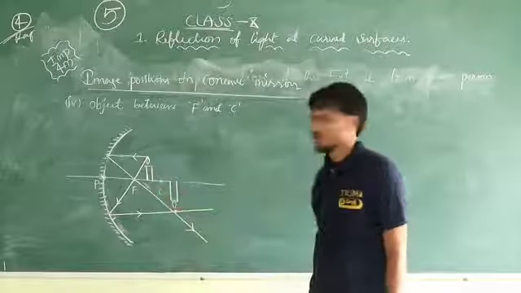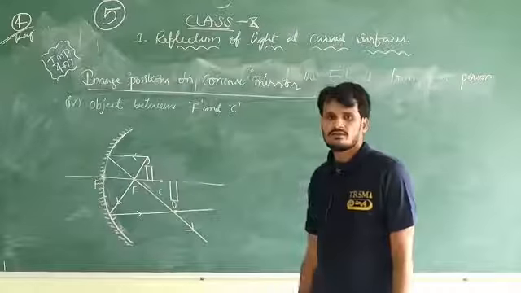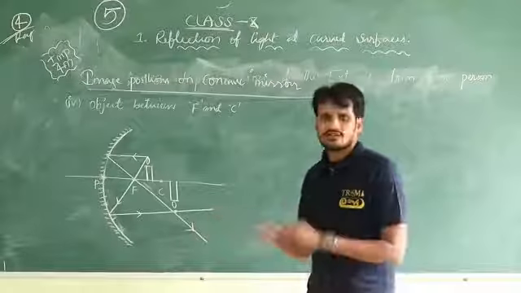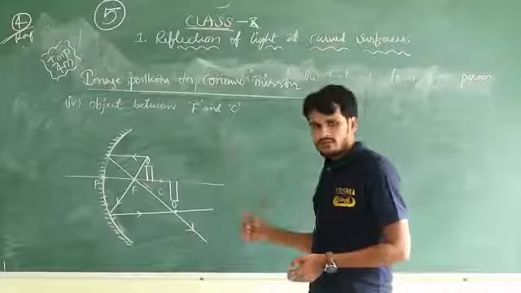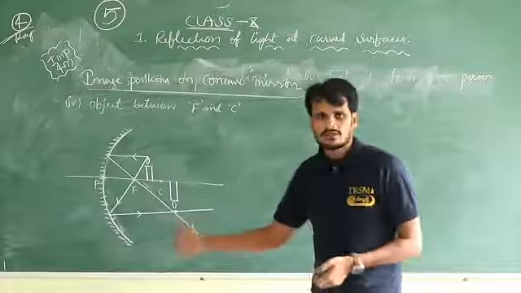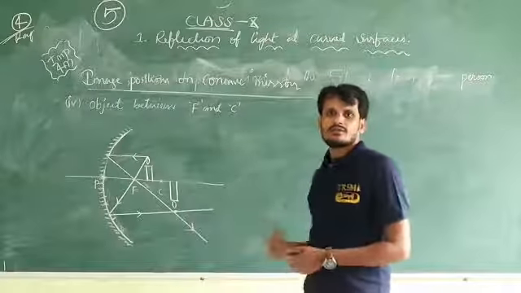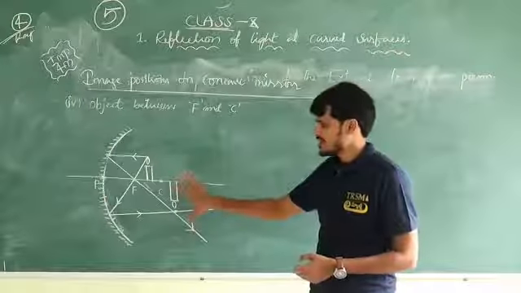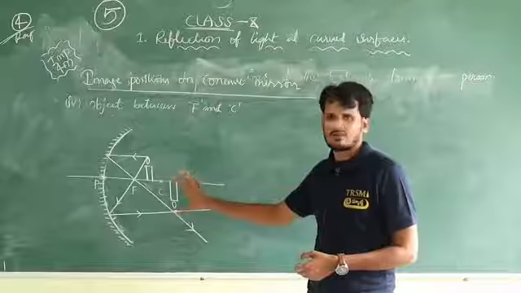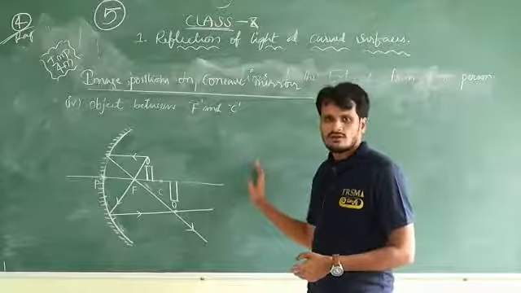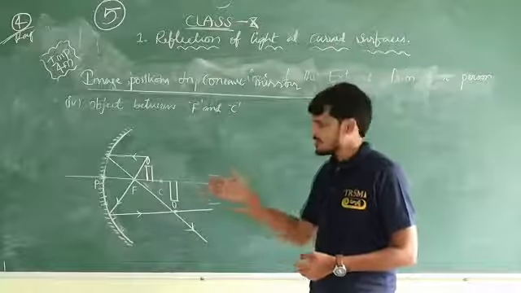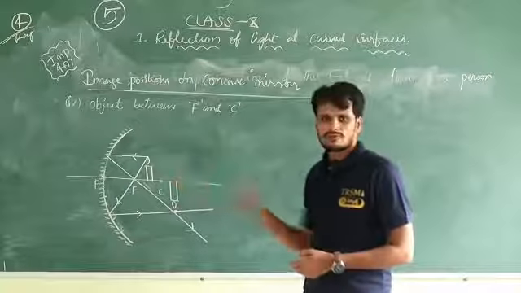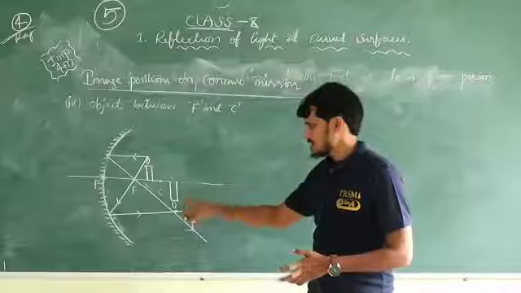Now we have placed the object between F and C. What is the image position? Beyond C. Quite opposite here. Object beyond C, image between F and C. Object between F and C, image beyond C. Very easy topic. We can easily understand how images are forming here. If you know the first one, the second one is easy. If you know the second one, the fourth one is easy. So quite opposite things.